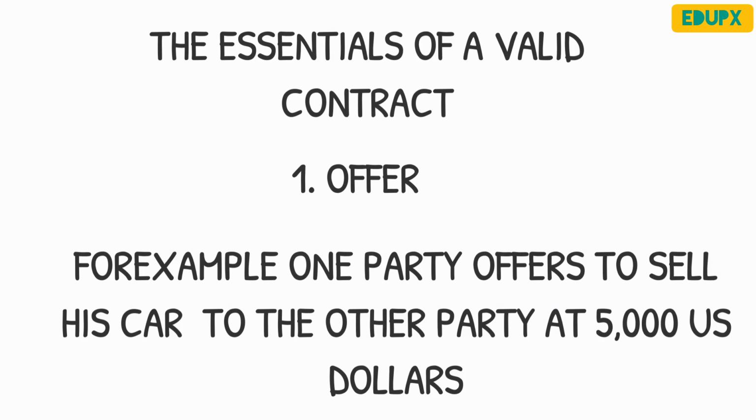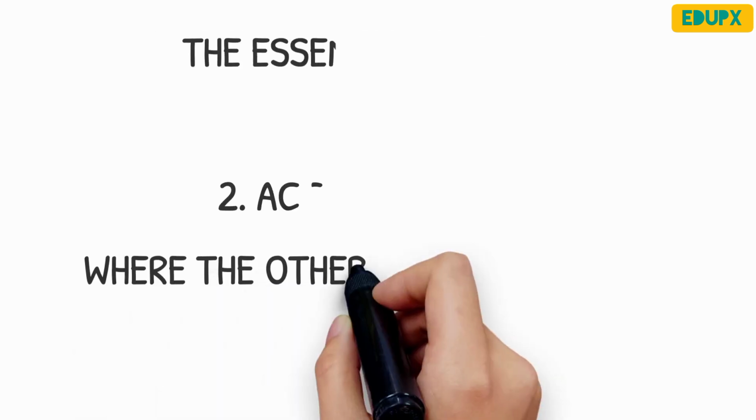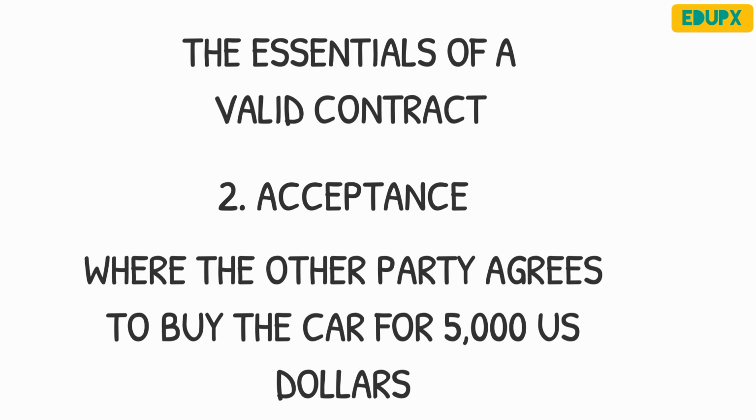One party offers to do something in exchange for something else from the other party. For example, offering to sell a car for $5,000. Second is acceptance. The other party accepts the offer and agrees to the terms and conditions. For example, agreeing to buy the car for $5,000.